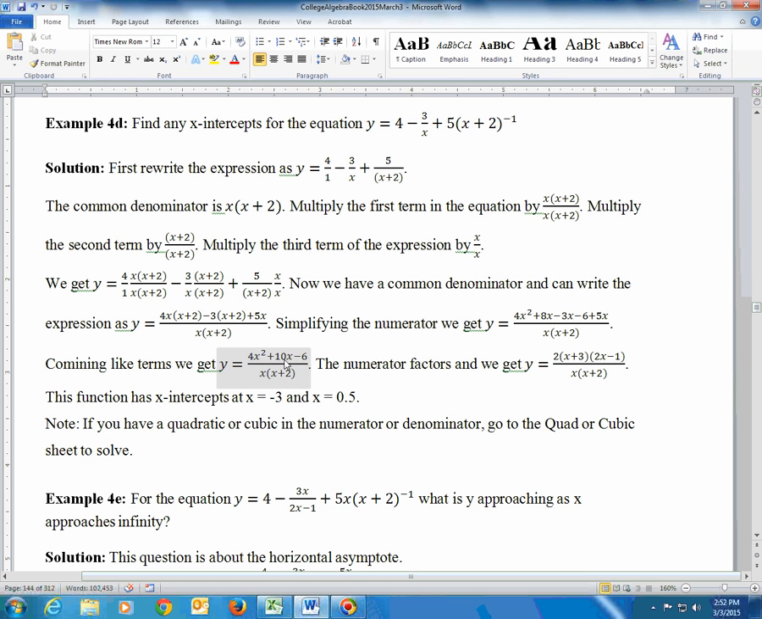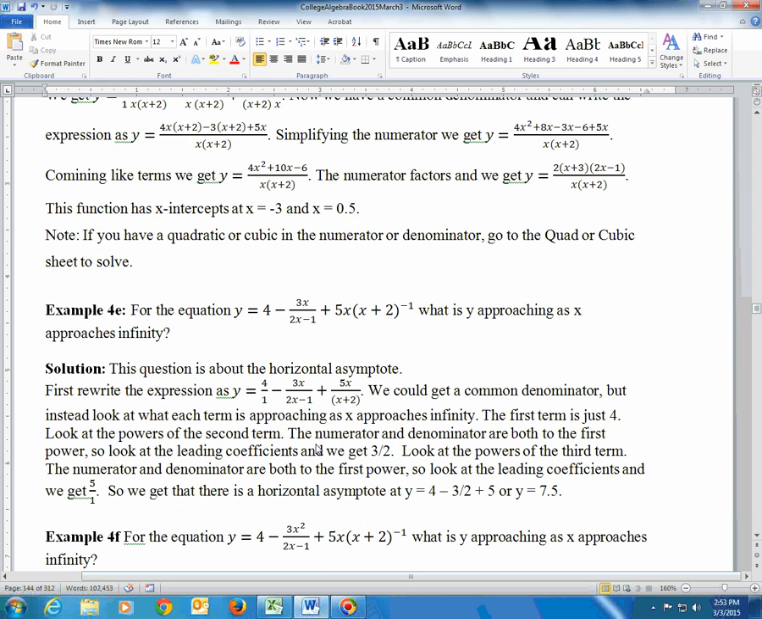Now we didn't factor it, we solved it. So if you look right here, you can tell what makes the denominator equal 0. 0 and -2. So they're not the same values as we have here. So those are your x-intercepts. You could also factor this and set each factor equal to 0, but it's probably easier just to use a quadratic sheet. Okay, here's another one.